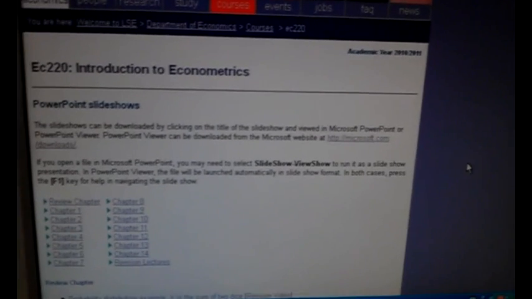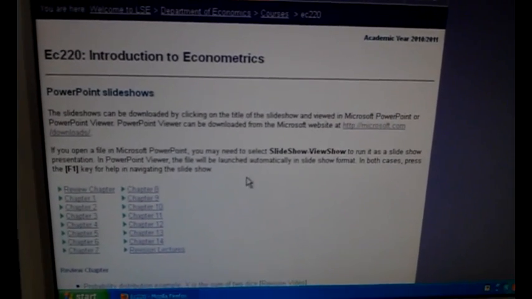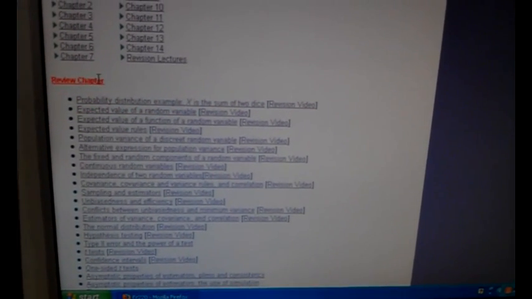There's this website that is amazing. Alright, this is done by that Christopher Dougherty guy, the guy that wrote the first textbook. Okay, and this is the website. Alright, check it out. He's got tutorial videos for most of the topics. Okay, there's like revision videos, and this review chapter is amazing. Okay, it really teaches everything about the basics of statistics.